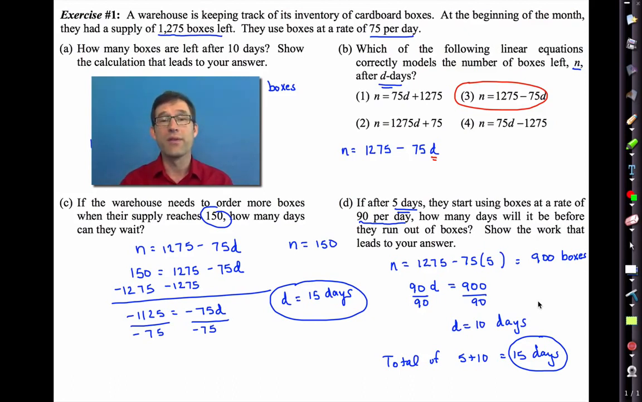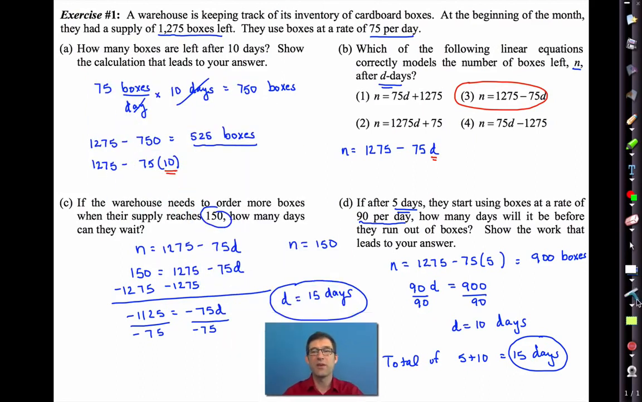Really what we're dealing with in D, and we'll talk about this later on in the course, is a piecewise linear function, right? It was linear with a slope of negative 75 for the first 5 days, and then it became linear with a slope of negative 90 for the remaining, I guess, 10 days, if you will. All right? So I'm going to clear out the text, write down what you need to.